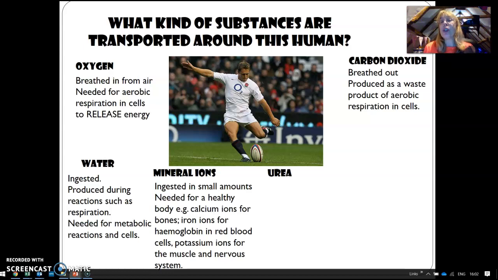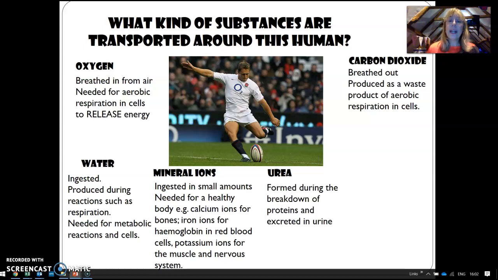Okay, and then it comes to urea. Now, this is perhaps one substance that we haven't spoken about too much. Urea is formed during the breakdown of proteins. Remember all those proteins that we get in our diet from that big steak or from the beans that we're eating? And as these proteins are broken down, it forms quite a nasty substance that our body doesn't like, called urea. And this urea is then filtered from our blood by our kidneys and is then excreted in our urine as a waste product.